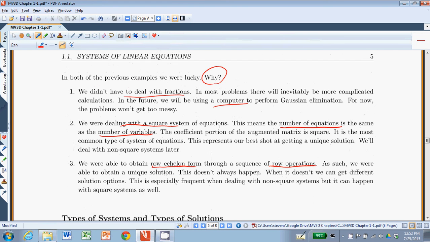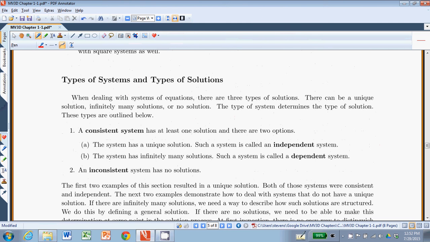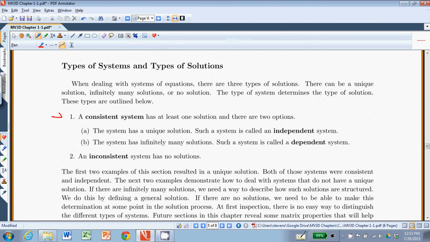But before I do those, I do want to summarize the types of systems and the types of solutions. Specifically, a consistent system is one that has at least one solution. We have 2 options in this case. We can get a unique solution, as in our first 2 examples. Such a system is called consistent and independent. We can also get infinitely many solutions, and a system that produces infinitely many solutions like that is called consistent and dependent.